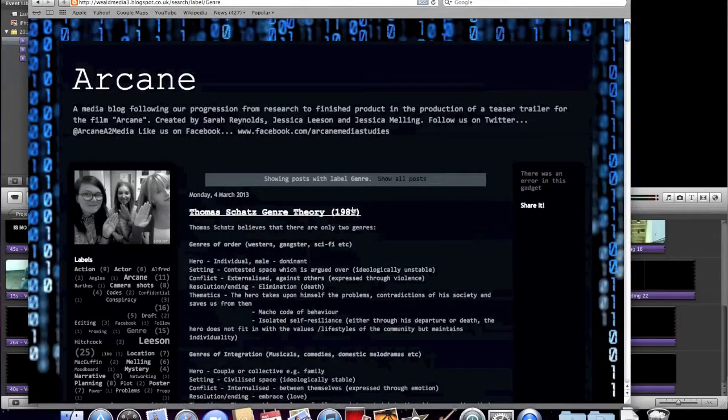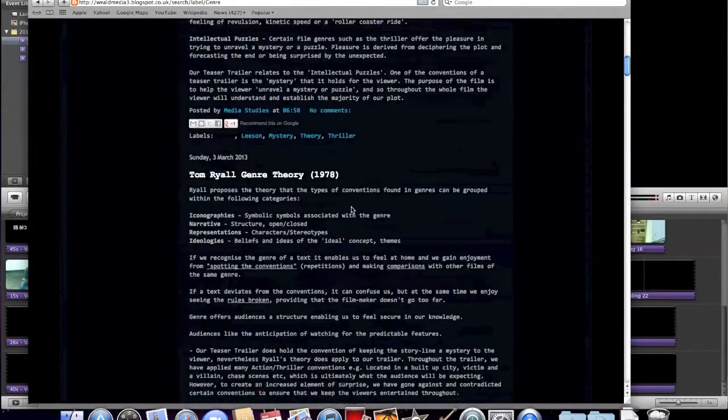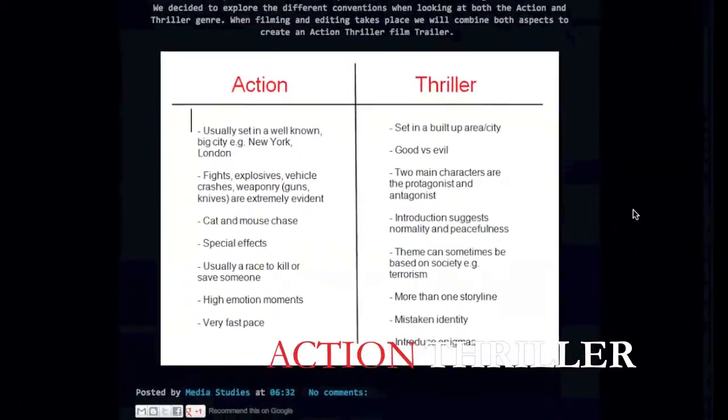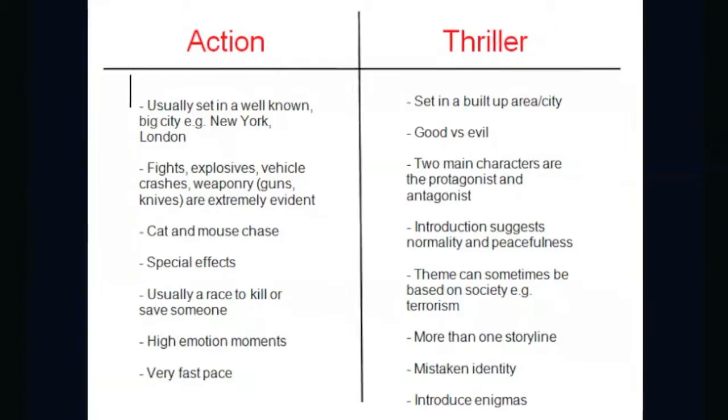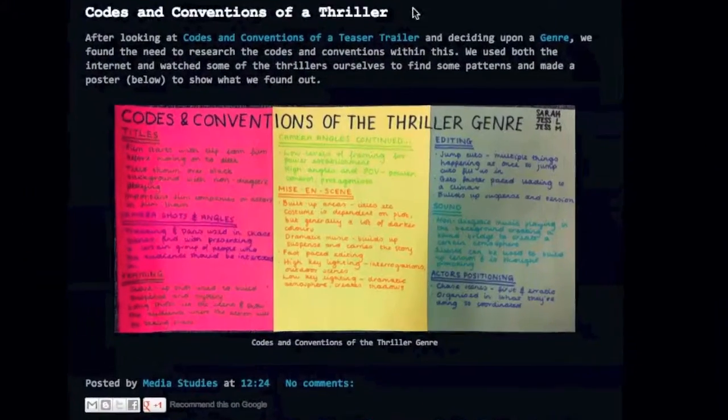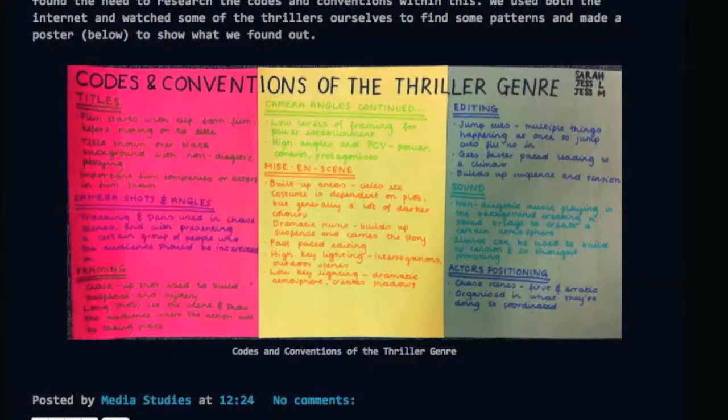The next set of codes and conventions we had to look at were for our genre. The genre we decided upon was action thriller. This meant there were two sections to our genre, which allowed us more creative freedom. Firstly, we looked at the thriller genre. We divided the conventions into different sections, including mise-en-scène and actors.